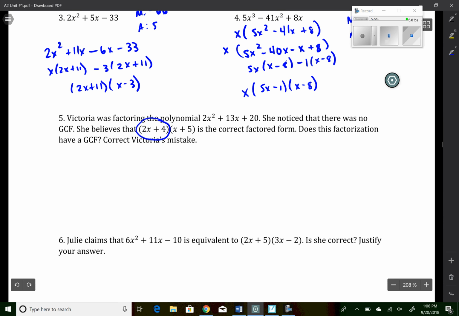I could try switching the 2x plus 5 and make it x plus 4, and I could keep switching around the numbers, or I could just go through and straight up factor that. But that is how you would correctly factor it. Sorry, my 4 looks a little odd there.